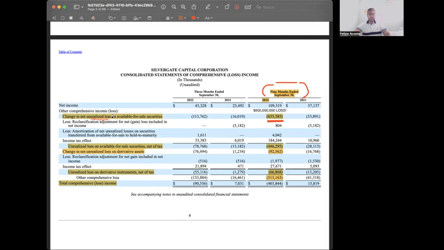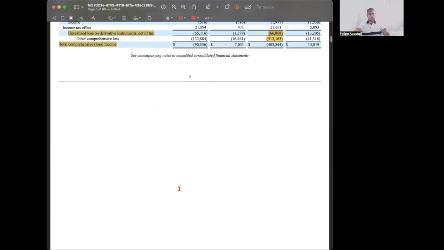So here is a big loss, and they're holding this loss because this is change in net unrealized loss on available for sale securities. This is securities that they hold, investments that they own that are currently at a big loss, and I'll go into that in a second. $635 million loss. That's a pretty big loss.